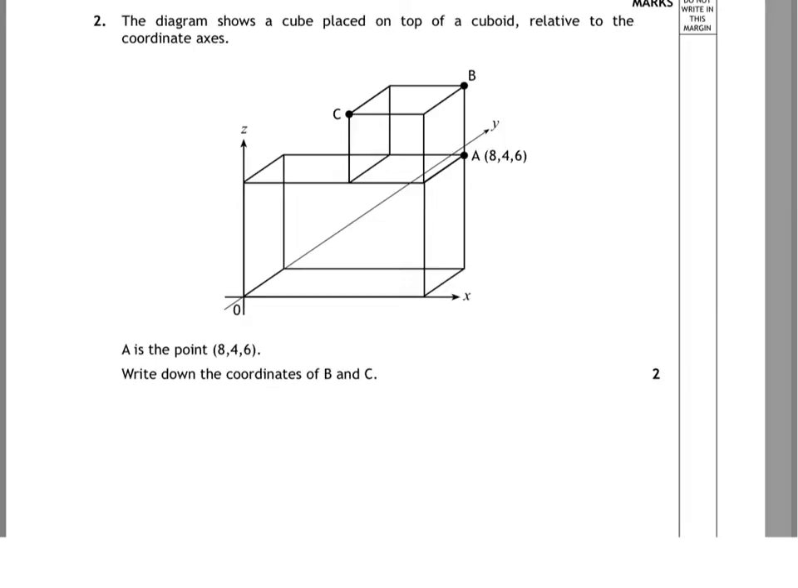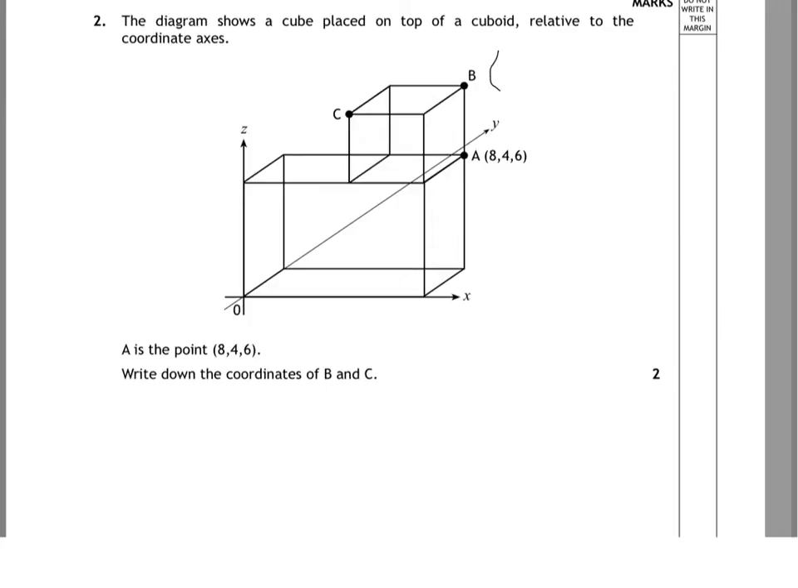So with 3D coordinates, the best way to think about it is you've got an x coordinate, a y coordinate and a z coordinate. Now the x coordinate goes along. The y coordinate is your sense of depth, that's your sense of three dimensions, into the page, and the z coordinate is going up. So to get the coordinates, first of all, of B, I'm going to focus on that to get going.